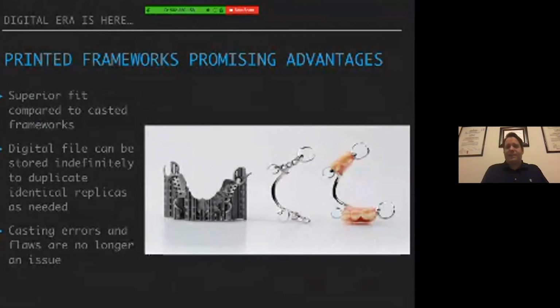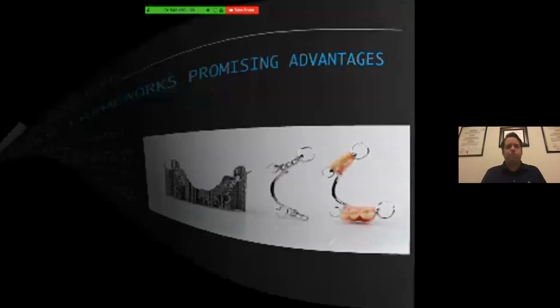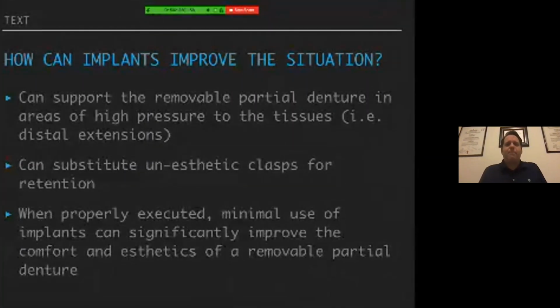Cool thing about them is that if you later decide you want to do another modification, do a different shape of that clasp or engage a different part of the undercut, if your master cast is not changing, just a click of a button, you go ahead and make a new framework instead of having to pour a new refractory cast and make a new framework. It's very easy to print a new replica if you need to. So all those casting errors and flaws that were along the way, those are a thing of the past. It's pretty cool. Now, how can implants improve the situation?